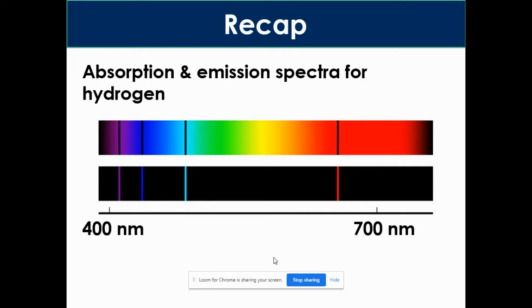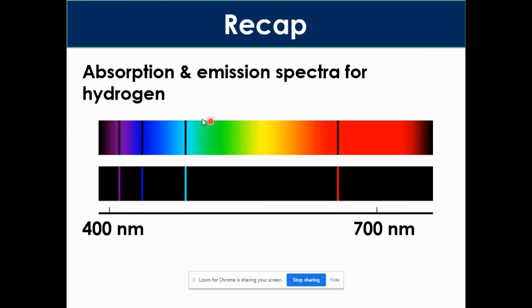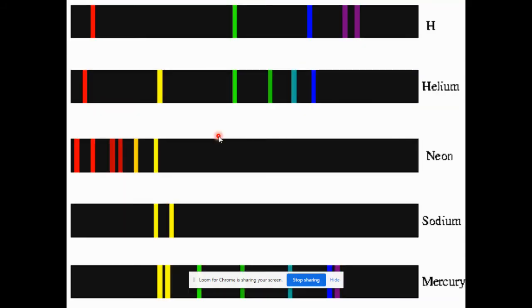Okay, so hopefully you got all the key points. So in this diagram here, we can see two pictures. The top one is an absorption spectra, and it happens to be for hydrogen. The bottom one is an emission spectra for hydrogen. So the emission spectra is caused when electrons move down energy levels and emit photons. And the absorption spectrum is caused when electrons move up energy levels and absorb photons.